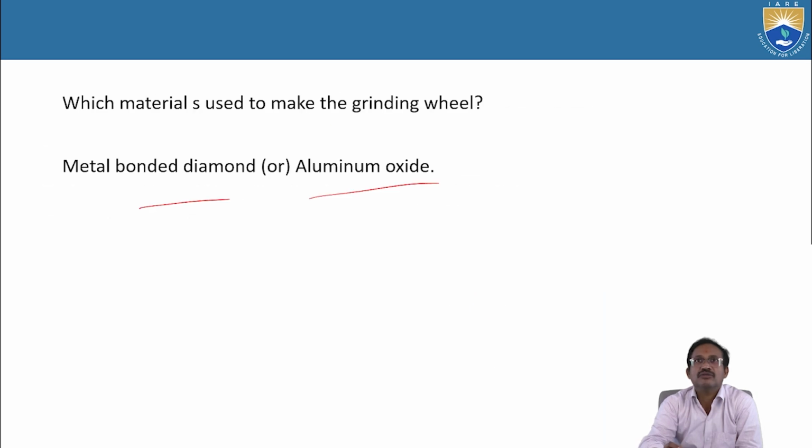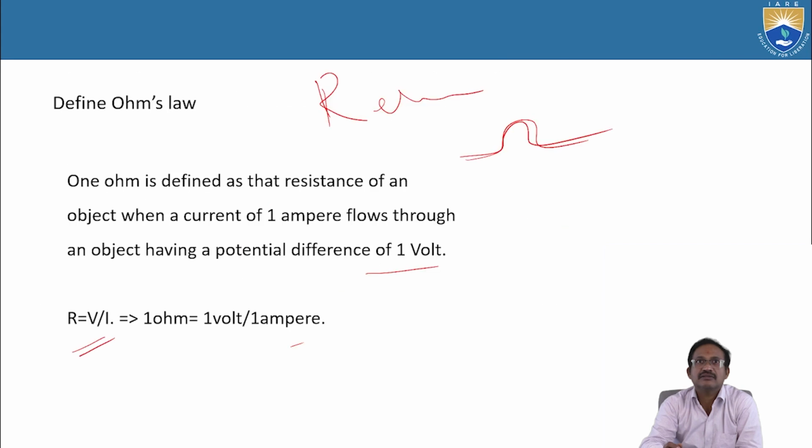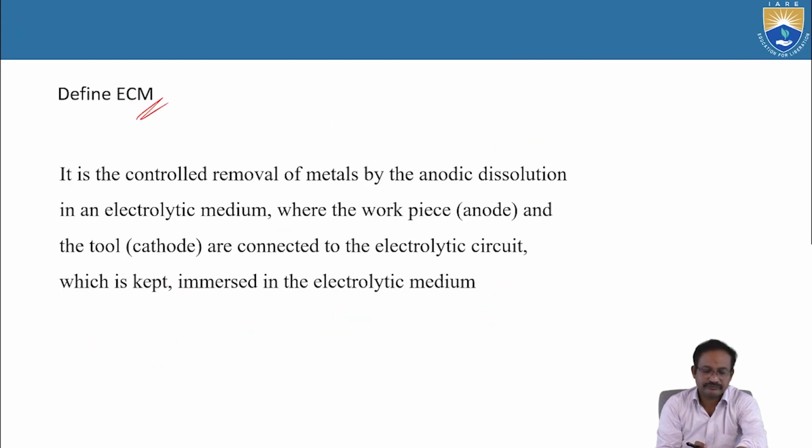So before we conclude, let us quickly rewind the entire thing. ECM is the controlled removal of metals by anodic dissolution in an electrolyte medium, where the workpiece and the tool are connected to the electrolytic circuit, which is kept immersed in the electrolytic medium.